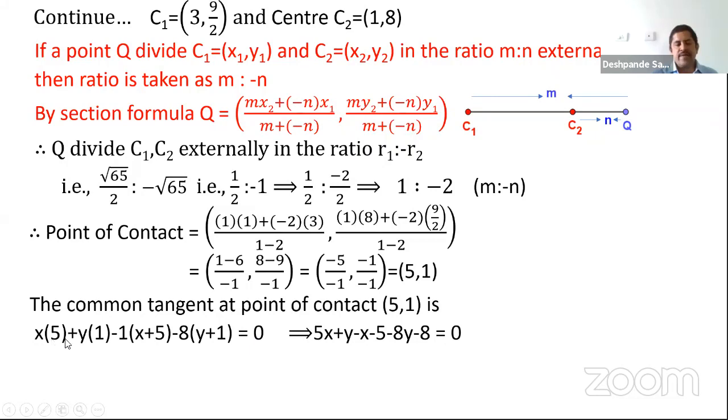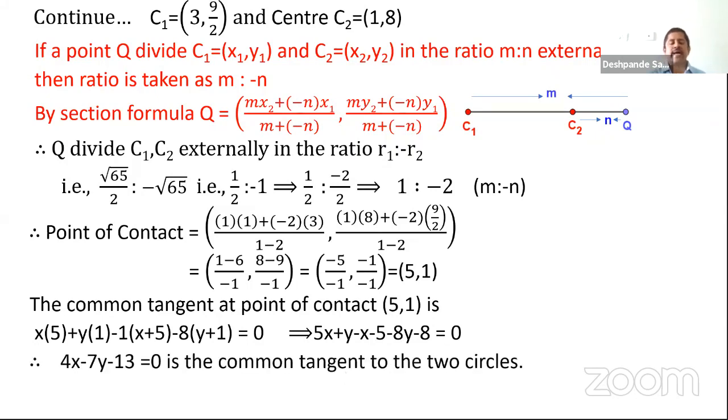So it is 5x plus y minus x minus 5 minus 8y minus 8. When you simplify this, 5x minus x is 4x, y minus 8y is minus 7y, minus 5 minus 8 is minus 13. So the equation of the common tangent of the two circles is 4x minus 7y minus 13 is equal to 0.